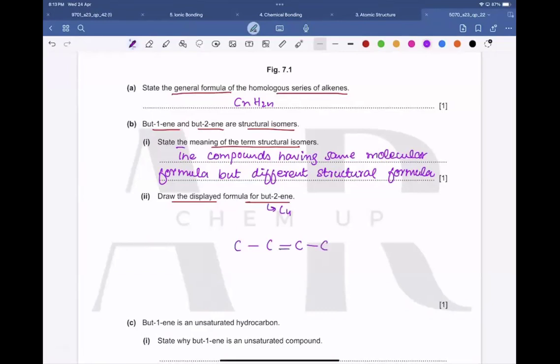I'm going to put a double bond over here. Then the carbons which are around the double bond have 3 bonds, so they are going to make 1 bond only with the hydrogens, and the carbons which are on the terminal have 1 bond only, so they are going to bond with 3 hydrogens. So see, you are getting this formula C4H8. So it's correct. Is this clear to all of you?